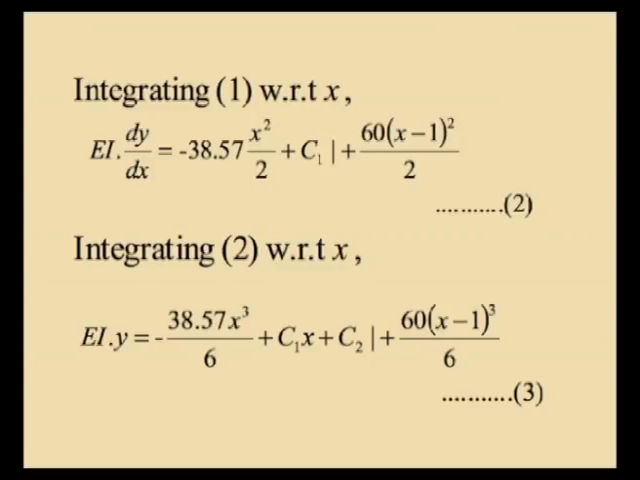Then integrating equation 2 with respect to x, we get EI y equal to minus 38.57 x cube by 6 plus C1 x plus C2, dotted line, plus 60 into x minus 1 whole cube by 6. Again we need to remember that the term after the dotted line should be treated as a single term, integrated and not separated. So, x minus 1 is treated as a single term capital X, which when integrated gives X squared by 2, and when integrated again gives X cube by 6. That is what we have followed here.